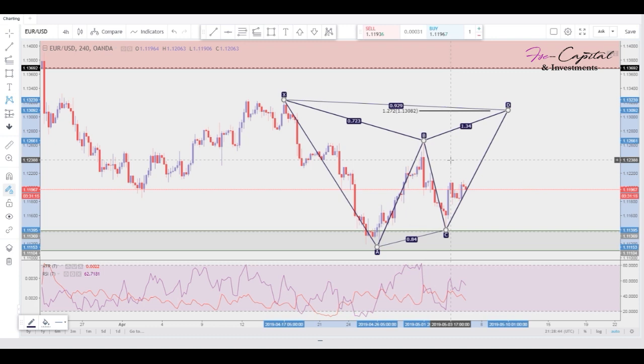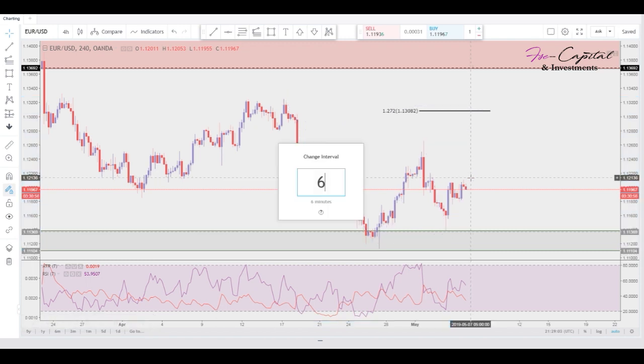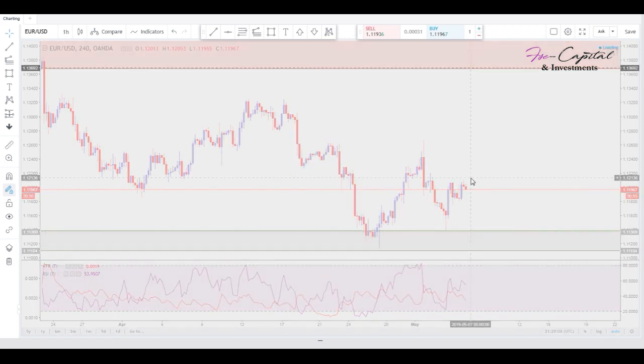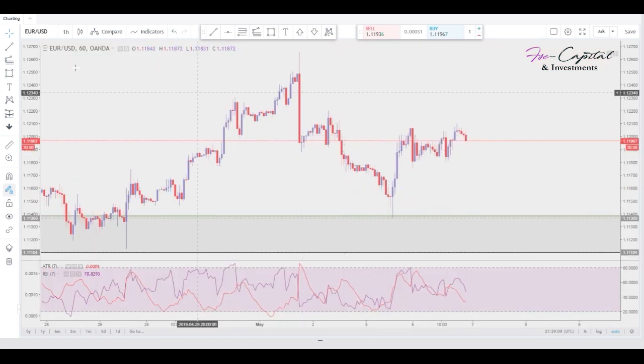However, if you want to drill down further onto the 1 hour time frame, you have another advanced pattern setting up on the 1 hour as well, which gives you another opportunity to short this market earlier. Let's drop down to the 60-minute time frame and I'll show you exactly where this is. Now you have a Bat setting up.